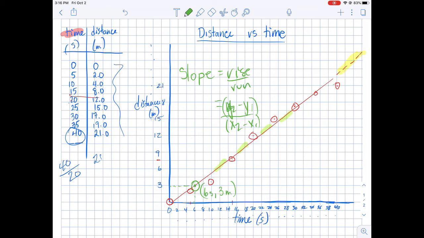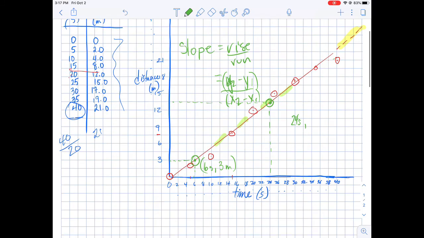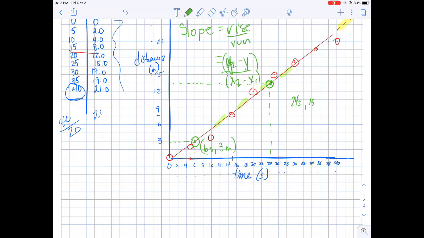This point also looks pretty good. It's a little harder to see. That point is at 24 seconds, and it is halfway between 15 and 12. So that's going to be 13.5 meters.